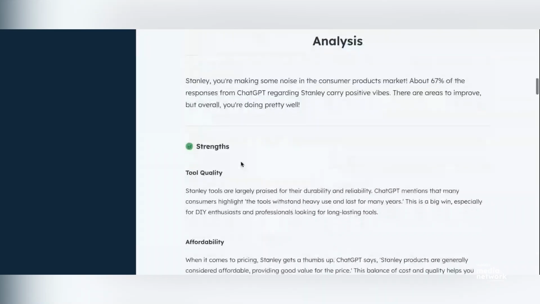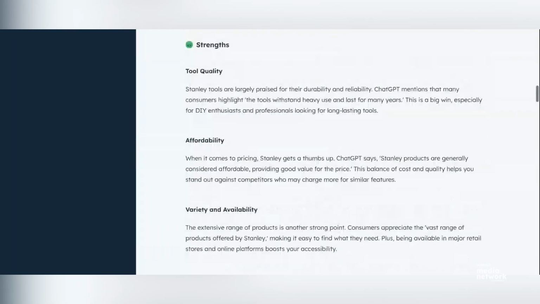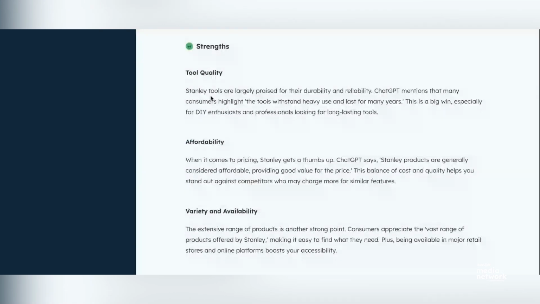So you got Stanley here. And what I would do is pick all the brands I love, like Stanley, and go and look at the strengths for all of them, right? And what did they do? Oh, okay.